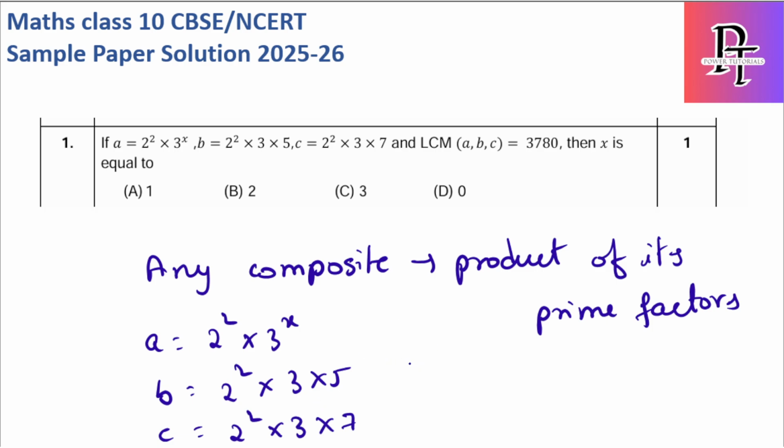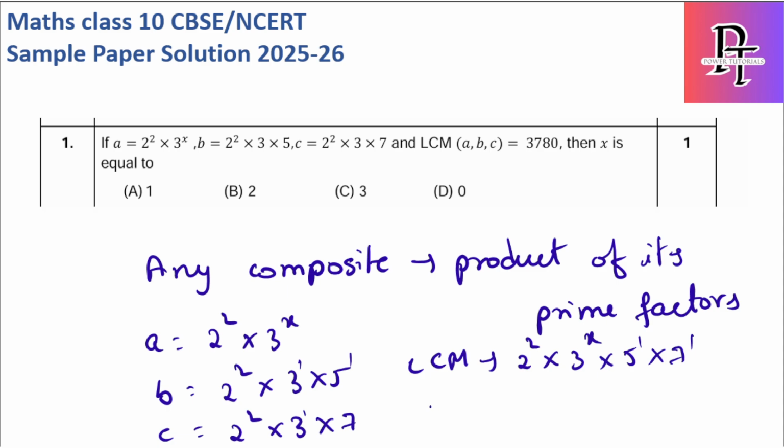Okay, so for LCM, I will write LCM is the highest. So what is the highest of 2? The highest of 2 is 2 square. Highest of 3: here it is 1 and 1, we don't know the x value, so we assume that the x value is greater than 1. Okay, let's assume it. So I'll just write 3 power x as the highest 3. What about 5? We have only 1, so I will just write 5 power 1, and 7 I will write as 7 power 1. So this will be the LCM.